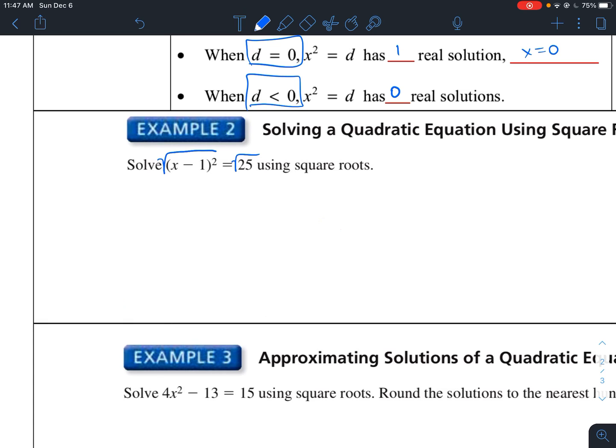So when I take the square root of the left side, I'm taking the square root of x minus 1 squared, which means I'm canceling the radical and the exponent. So all I have left over is x minus 1. And remember that this is equal to, now when we take the square root of a positive number, we get both the positive and the negative. So plus or minus the square root of 25. And we know that the square root of 25 is equal to 5.